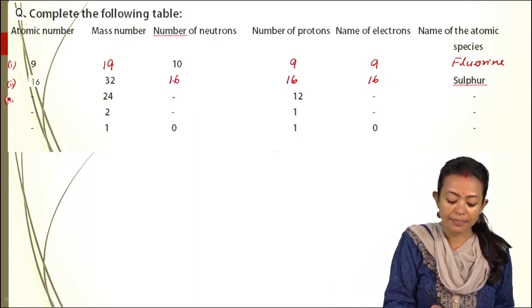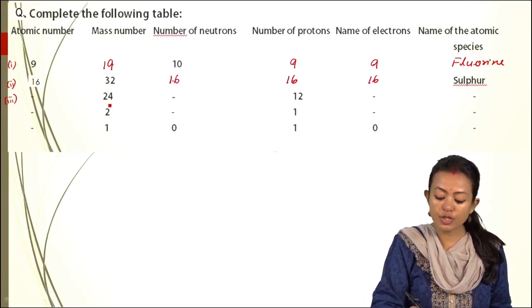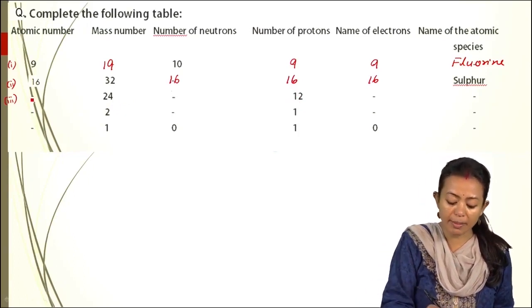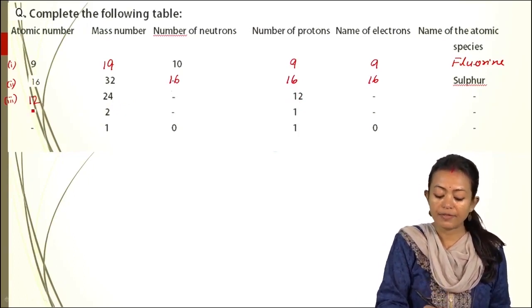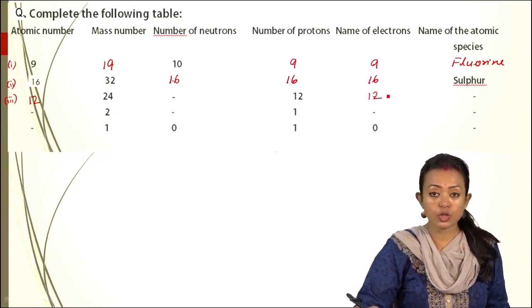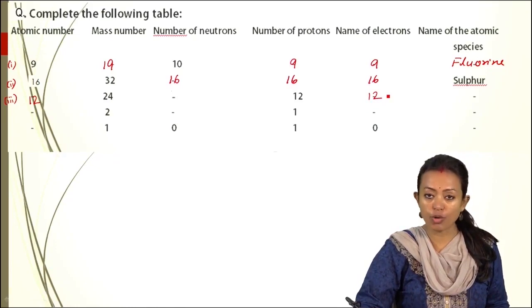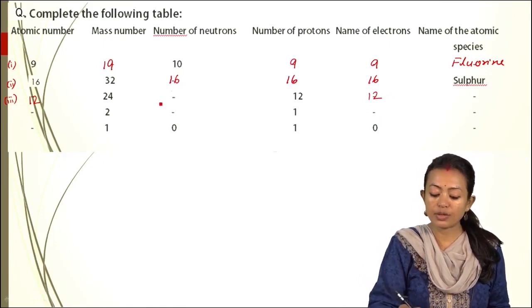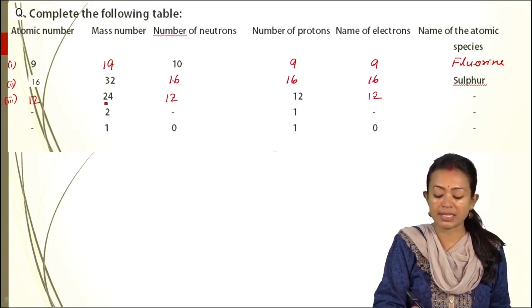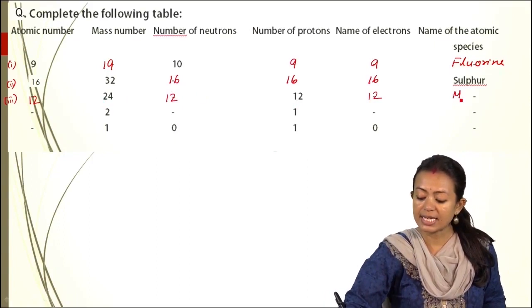Number 3, mass number is given to be 24, number of protons is 12. So if the number of protons is 12, the atomic number is going to be 12. If atomic number is 12, then the number of electrons is also going to be 12 because in a neutral atom, in a normal atom, the number of protons and electrons are the same. Now we can find out the number of neutrons. Definitely it is going to be 12 because 12 plus 12 is 24, which is the mass number, and thus this is the atom of magnesium.